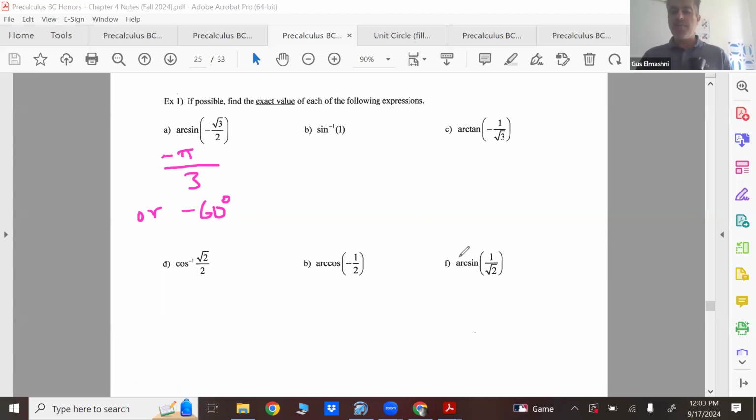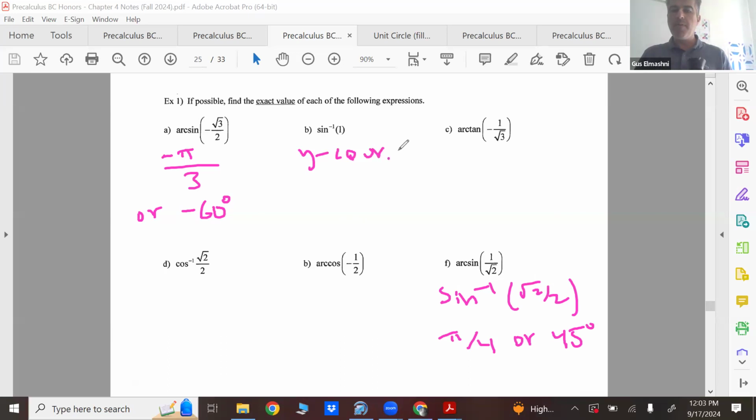Okay, arc sine. Arc sine, same thing as inverse sine. 1/√2 is the same thing as √2/2. It's the same thing as saying this. So where does that happen? What angle? π/4, or 45 degrees. Okay, inverse sine of 1. Where's the y-coordinate 1? At π/2, or 90 degrees. So that's what you're looking at. Inverse sine's y-coordinates, inverse cosine's x-coordinates.